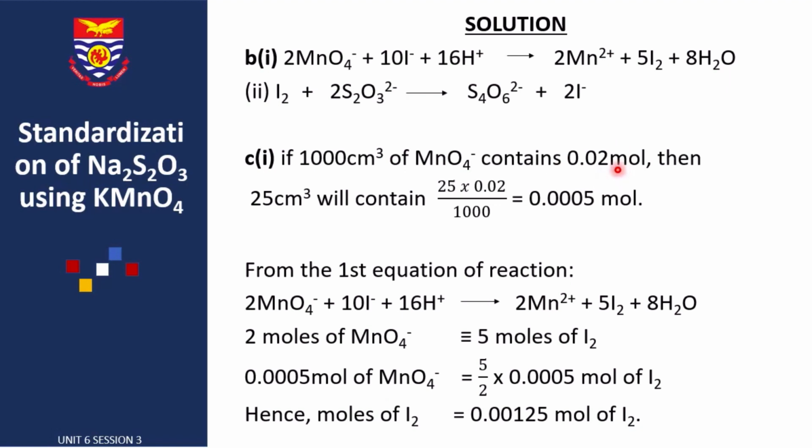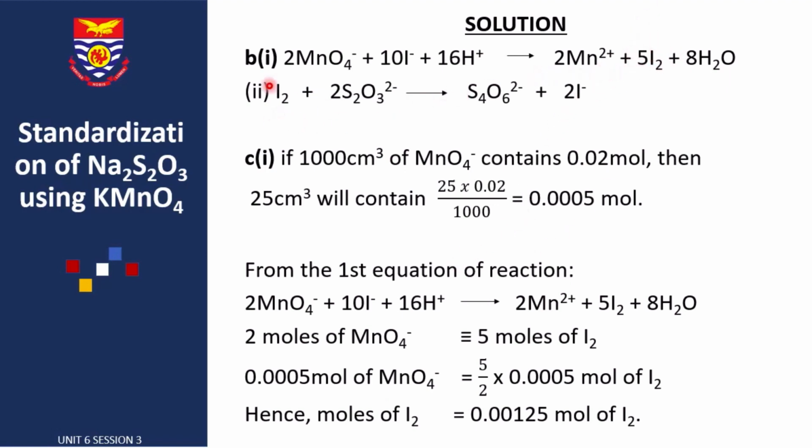Now we measured, or in the question, 25 cubic centimeters of the solution was measured. So if the whole of the 1000 contains the 0.02, then 25 will contain what? When we work this out, we have 0.0005 moles. Now remember, here we are only passing through, so we have this, and we need to find the corresponding moles of the iodine here.